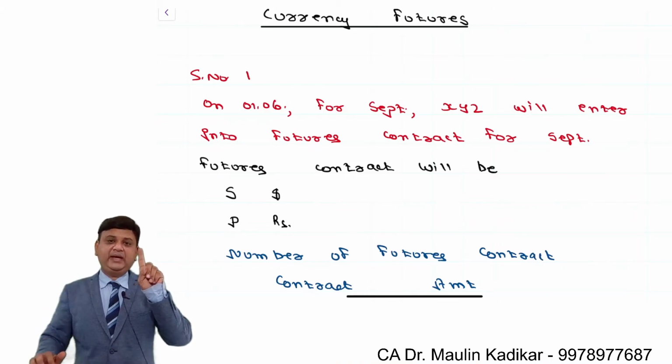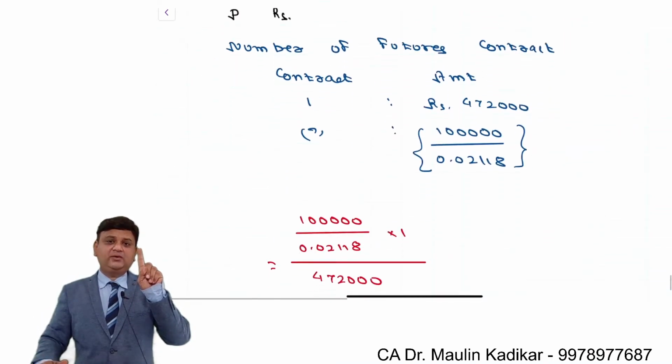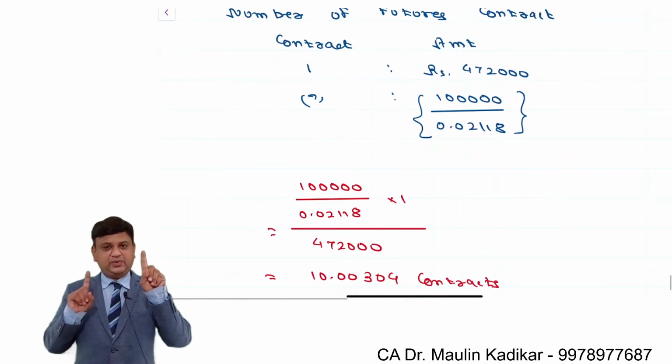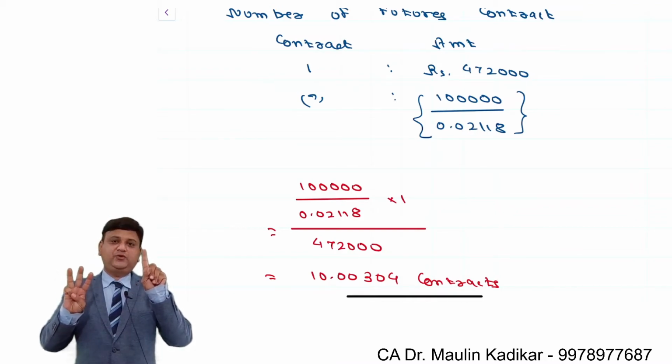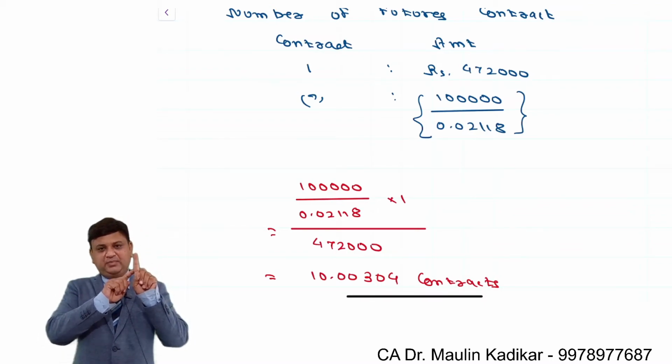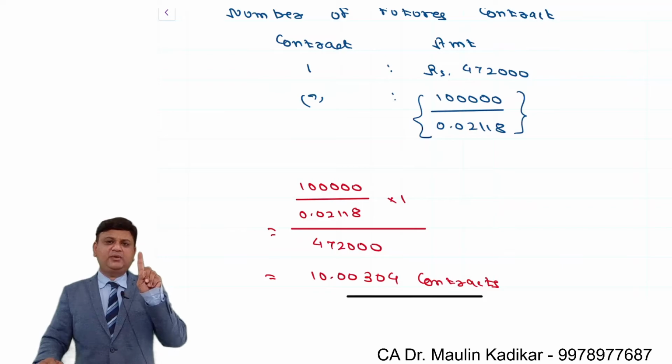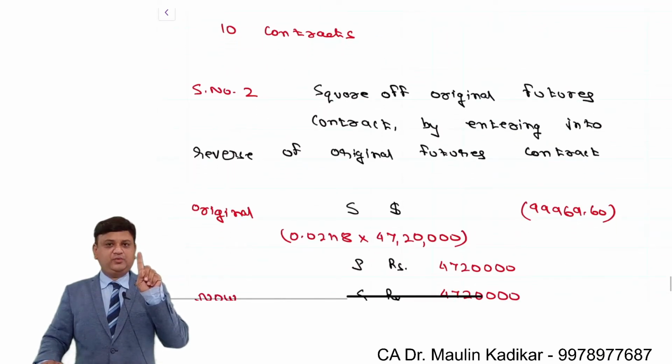Now this contract will be entered upon taking into account the amount of the consideration, that is 1 lakh, taking into account the exchange rate 0.02118, and taking into account the lot size 4,72,000. So in the first step we get the answer as 10.003. So we will be having the 10 contracts to be entered upon.